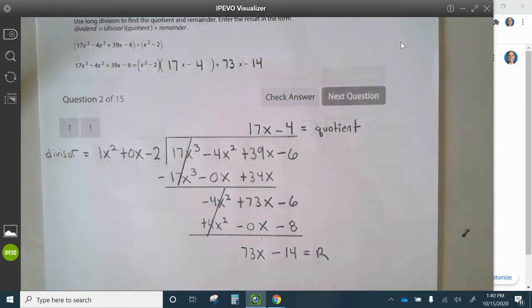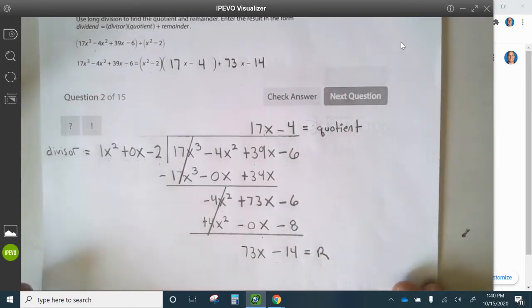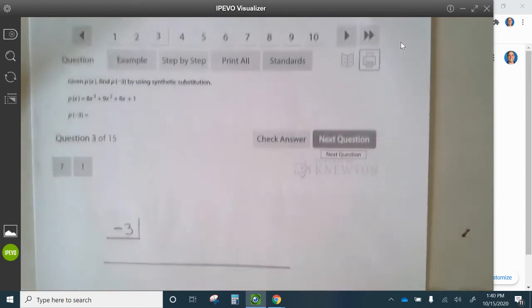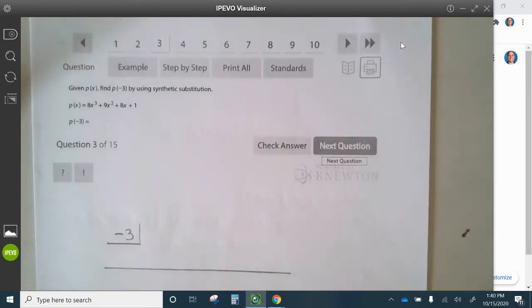Okay, go ahead and finish up question number 2. All right. Let's take a look at question number 3. Given p of x, find p of negative 3 by using synthetic division.